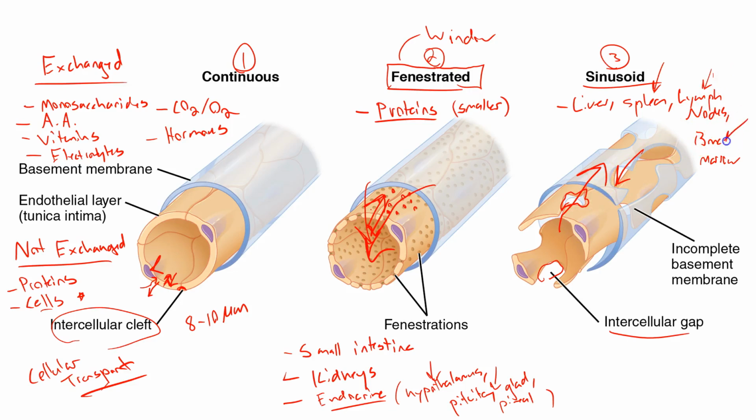Same with the bone marrow. Bone marrow is where a lot of cells are made, so they have to get from their production site out into the bloodstream, and the way that they do it is they jump right on into the sinusoidal capillary.